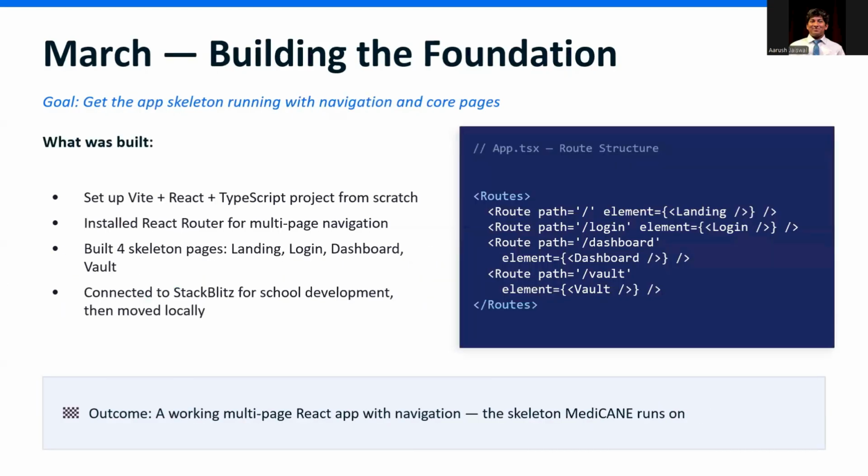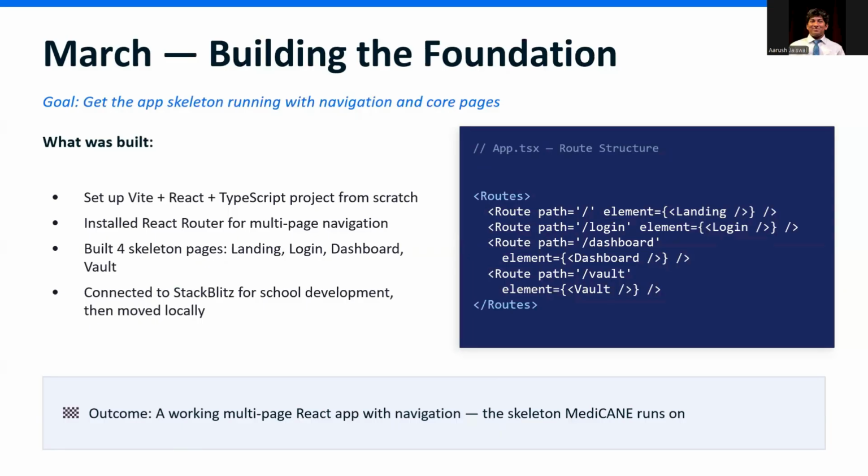In February, I helped with different projects, so I came back to this project in March when I started actually building. I set up the project using Vite with React and TypeScript, installed React Router for navigation, and built four skeleton pages: landing, login, dashboard, and the vault. I also started on a school laptop using StackBlitz before moving everything locally using GitHub on my personal laptop.